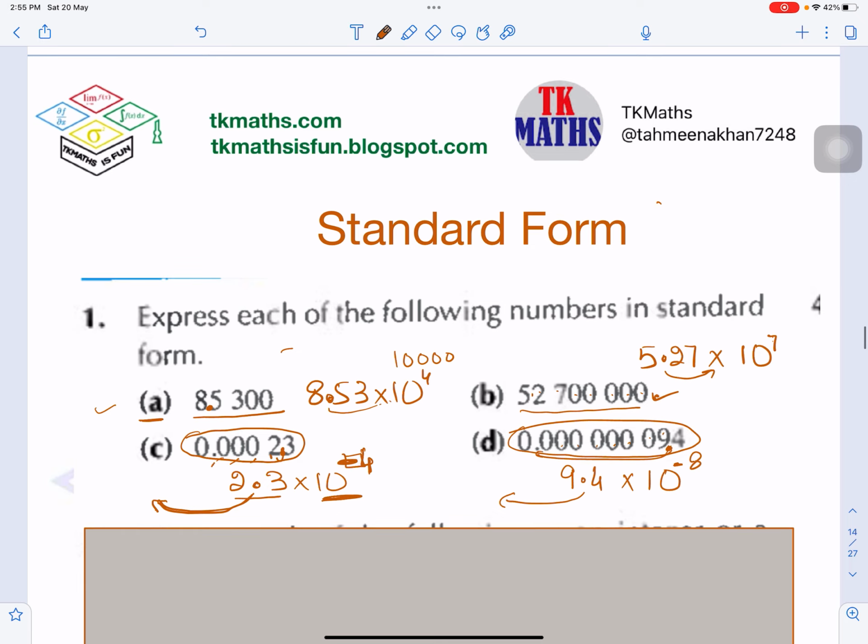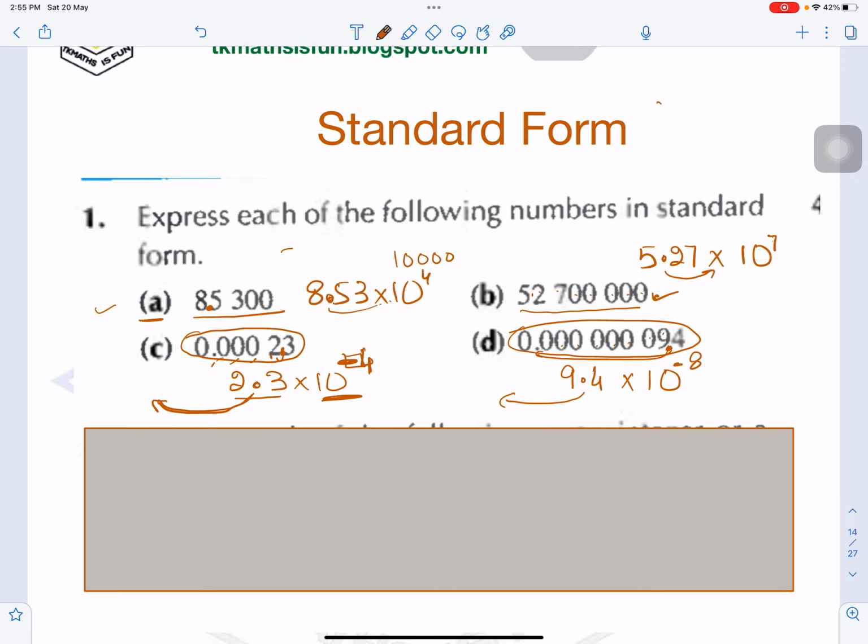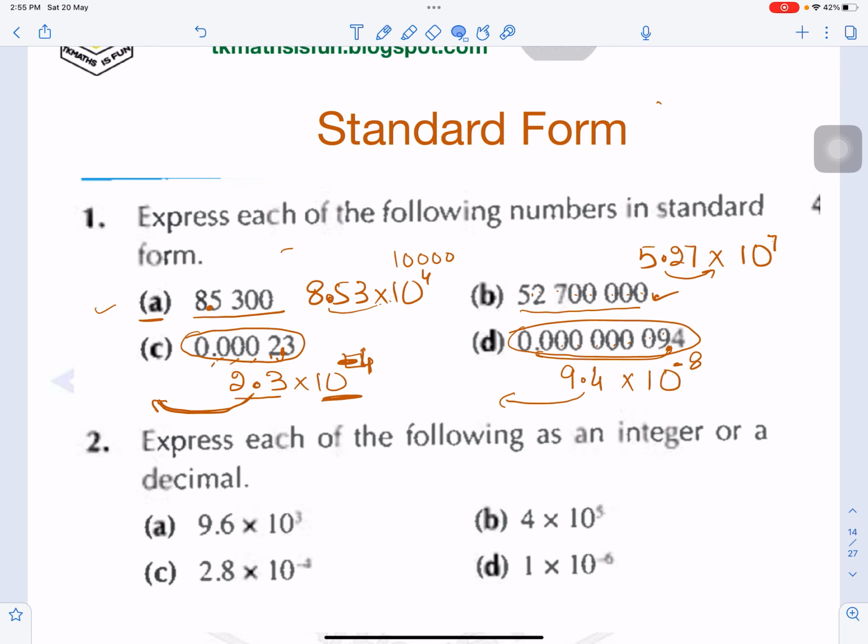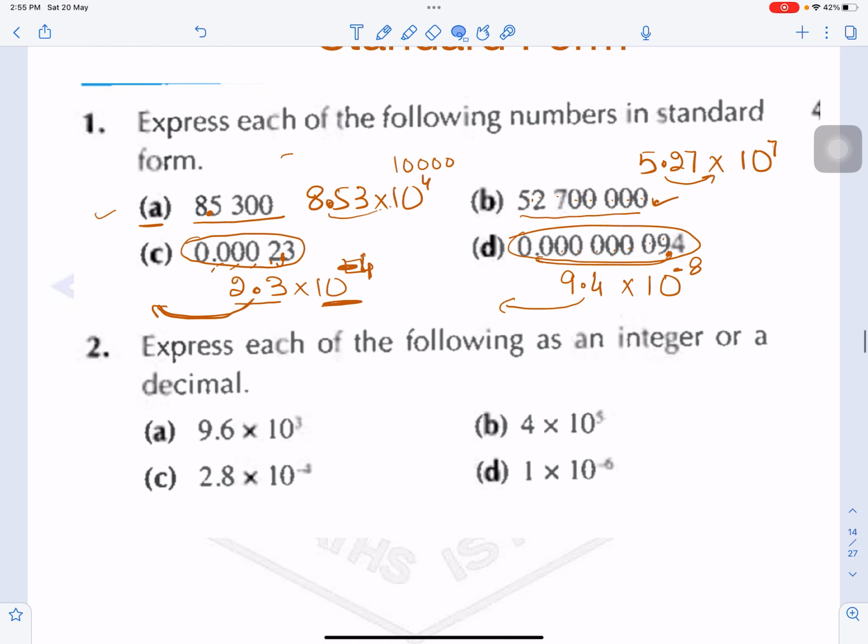Okay, now let's see how to change standard form into ordinary form, right? Now here 4 questions are given.